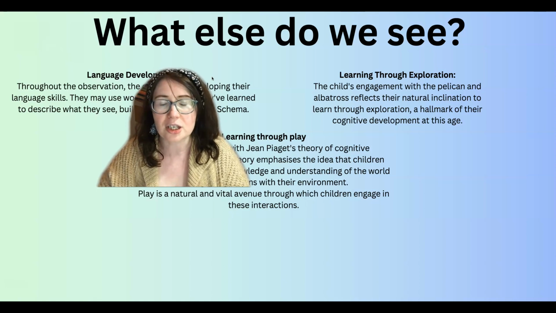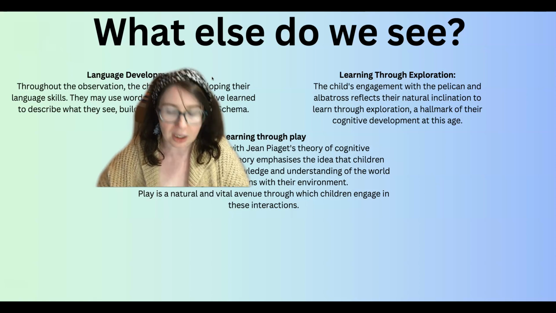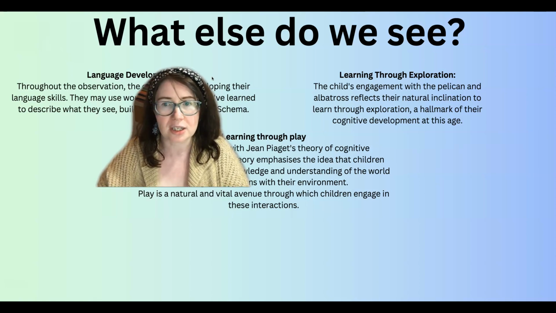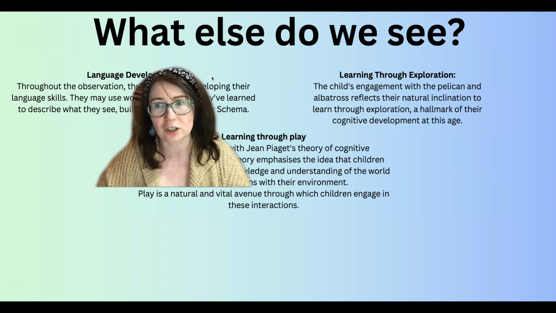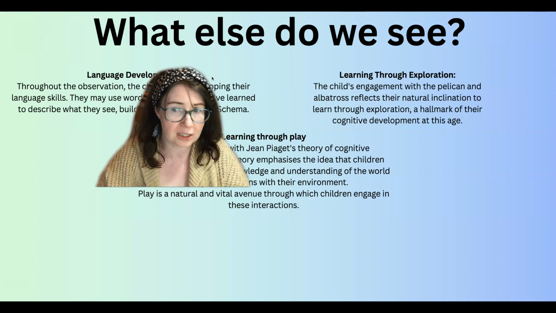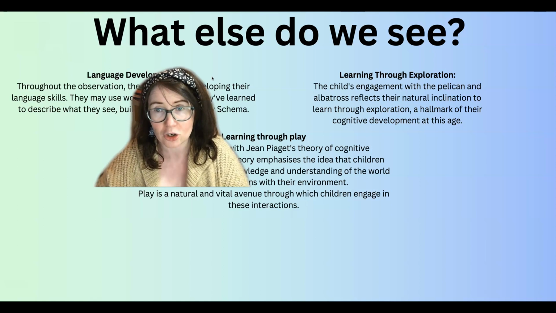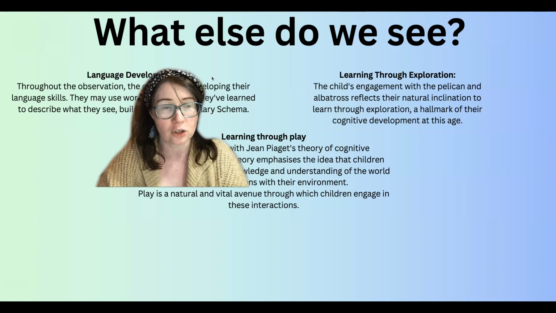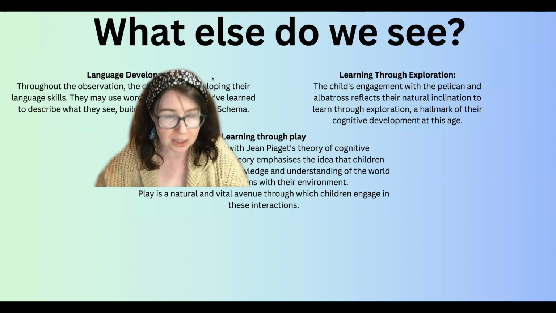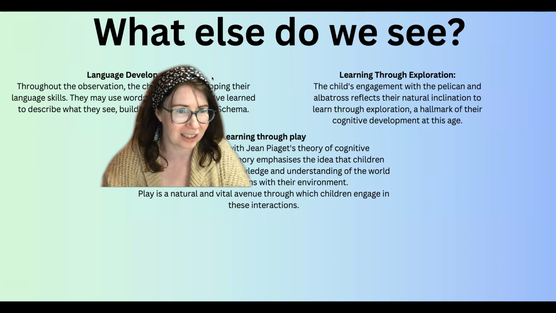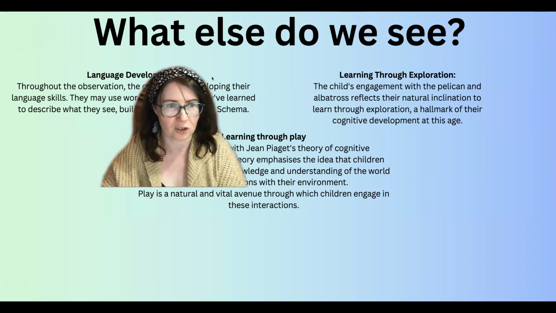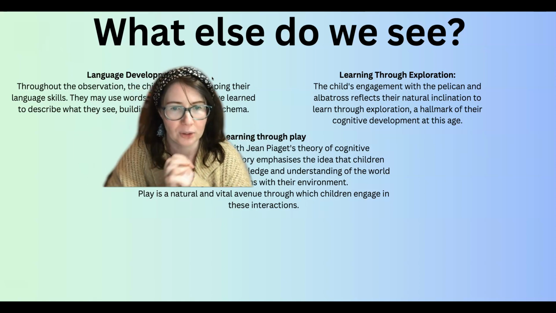Learning through exploration is a big Piaget-relevant concept. So the child's engagement with the pelican and albatross reflects their natural inclination to learn through exploration. And that's a hallmark of their development at this age. So this also matches their pre-operational stage. You can link it to the pre-operational stage of development, and you can say that they are able to see concrete examples. Remember, concrete examples, not abstract birds and different types of birds.